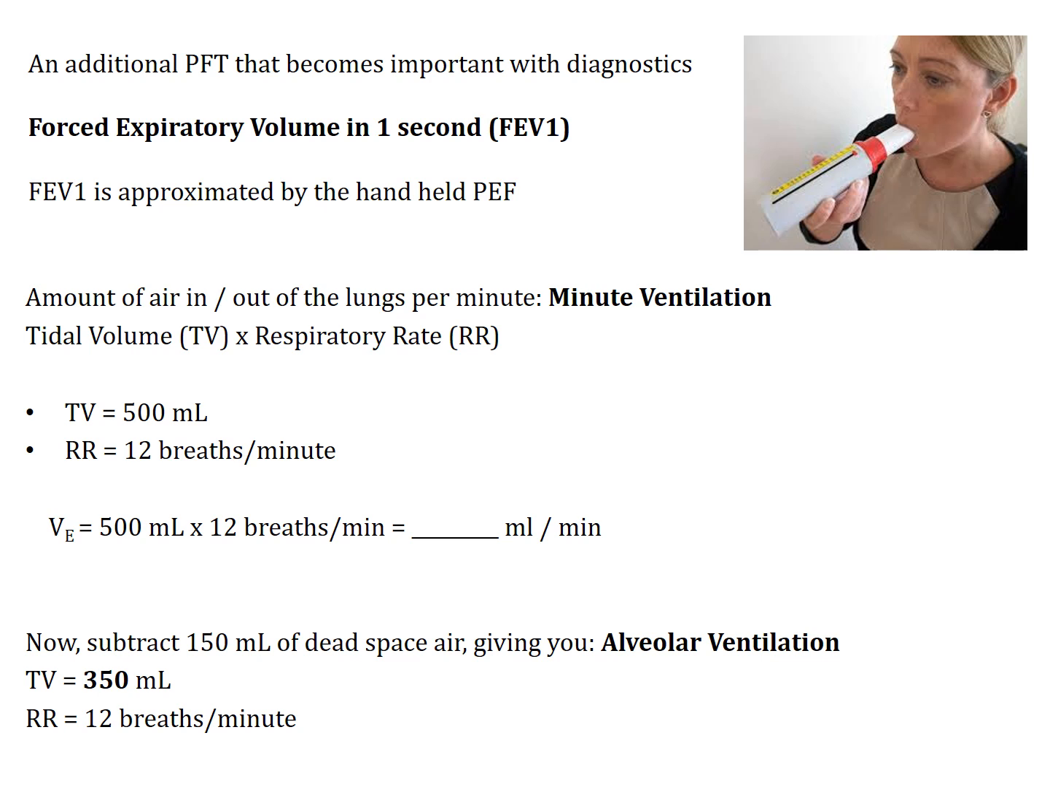In a healthy adult, about 150 milliliters of that tidal volume is dead space. 350 milliliters gets into your alveoli. So your alveolar ventilation is going to be less than your minute ventilation. So in this case now you take 350 times 12, and that gives you your alveolar ventilation, how much air you're exchanging within the alveoli.